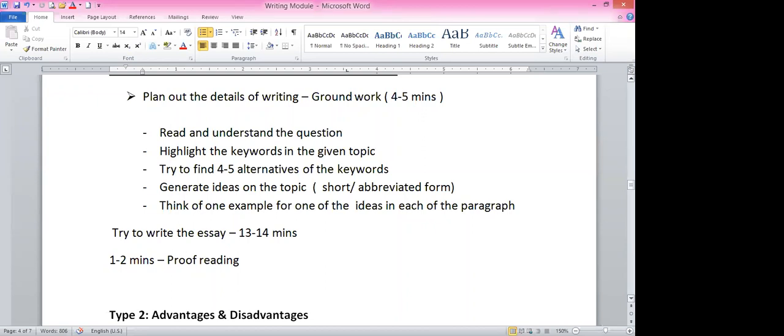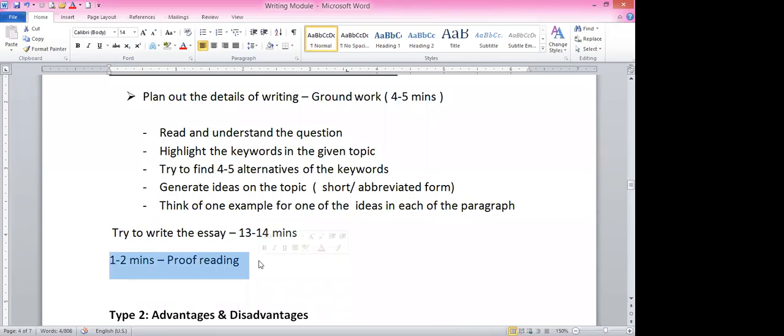So please utilize the time in this way, giving 4 to 5 minutes for your groundwork. At least 5 minutes is definitely needed, I feel. Then type the template and feed in the ideas you have generated into sentence form, logically and meaningfully, and that should be done in 13 to 14 minutes. And in the last 1 to 2 minutes, if you can, check and review your work.